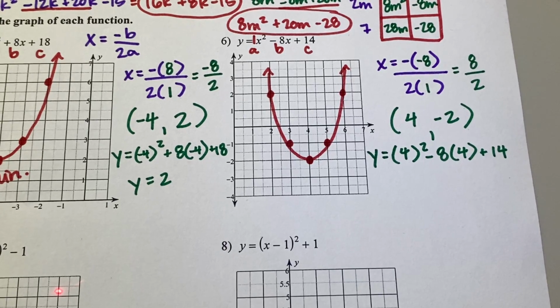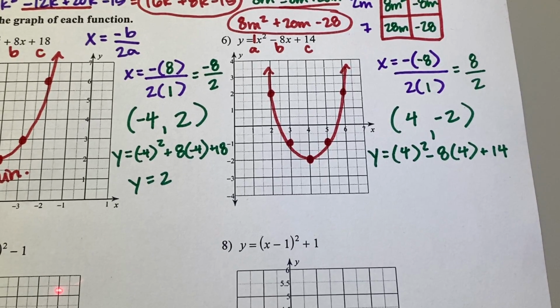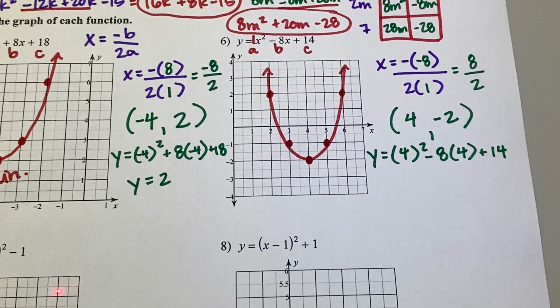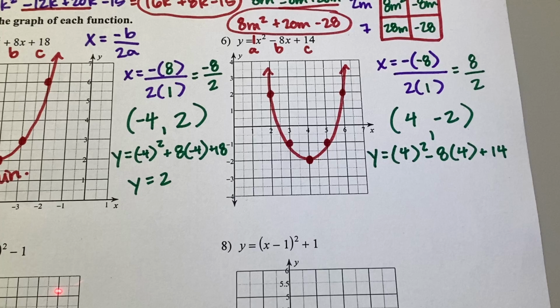Does anybody remember what happens if my A had been negative 1? Does my U still open up? Nope, it goes down. It would have gone down. Is the pattern still the same though? 1 and 3? Yeah. Instead, you just would have gone down 1 over 1 and down 3 over 1.